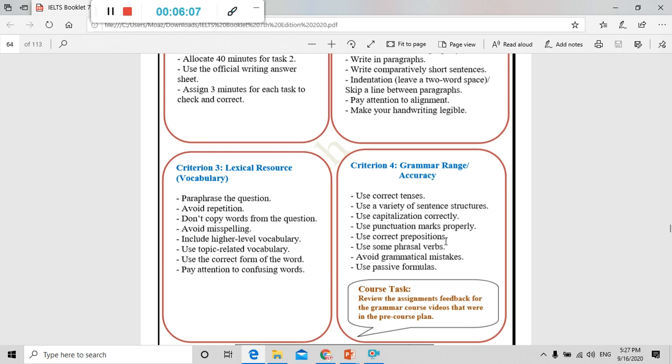Use correct prepositions. So if we say it is, for example, I'm interested in history, not I'm interested of history. It is full of, not full in. So you need to know and read about prepositions. Use some phrasal verbs. Avoid grammatical mistakes. Use passive formulas, which is very important to get a higher band score. You need to use passive voice.